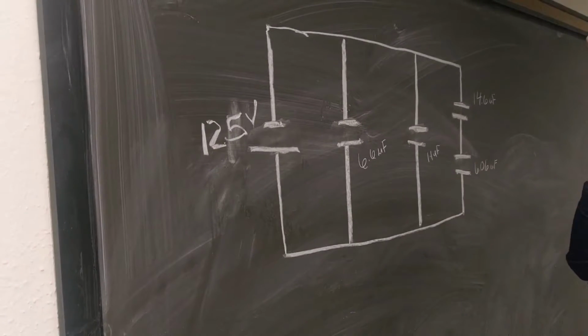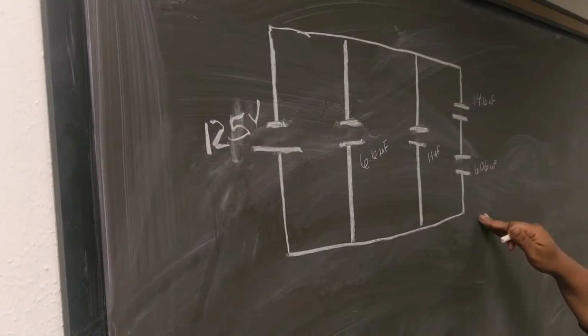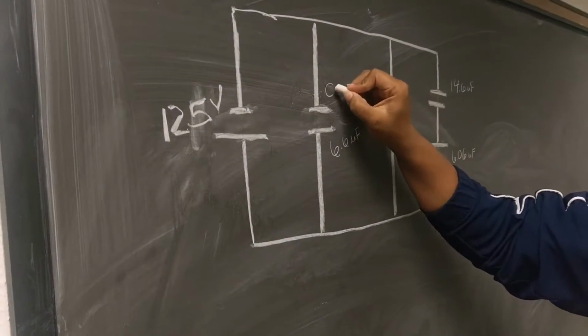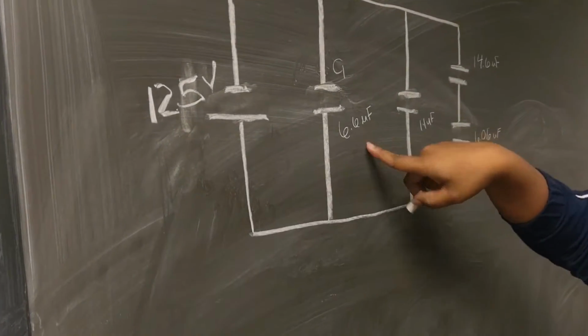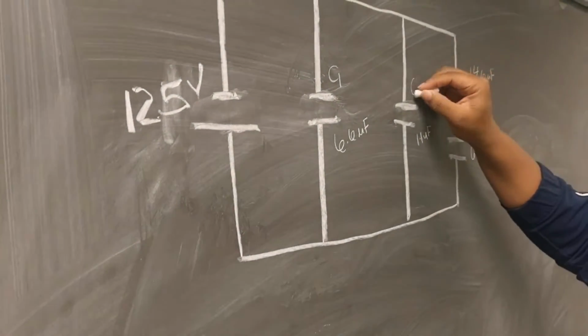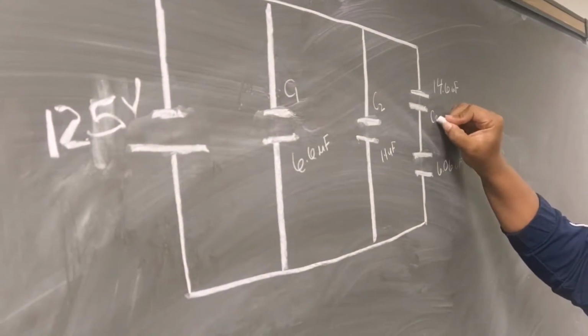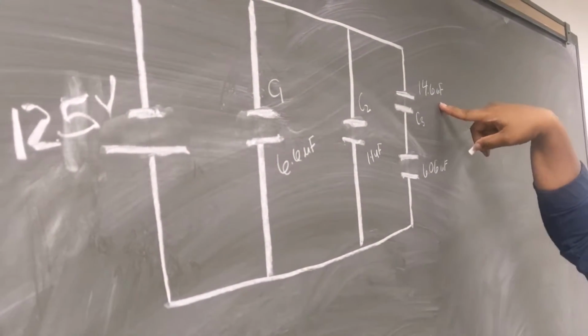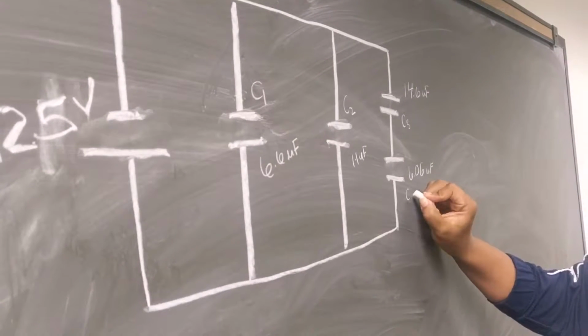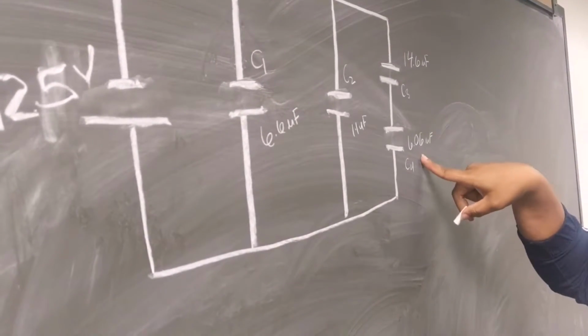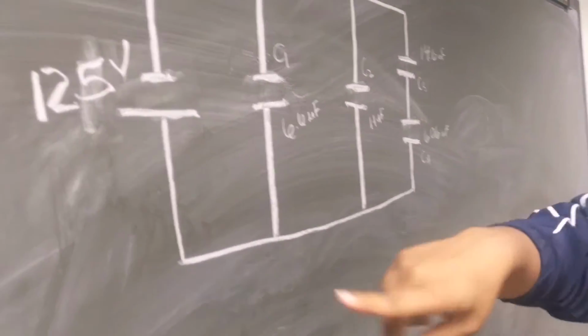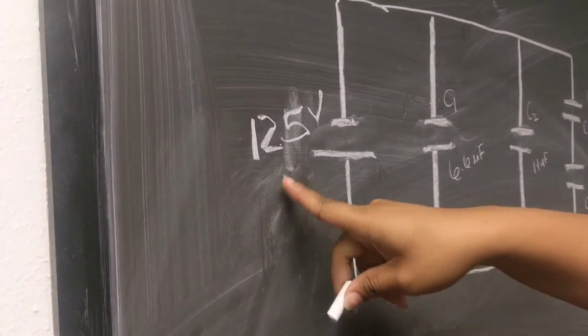Consider this capacitor network. Here we have C1 at 6.6 microfarads. We have C2 at 1.1 microfarads, C3 at 14.6 microfarads, and C4 at 6.06 microfarads with the voltage of 12.5.